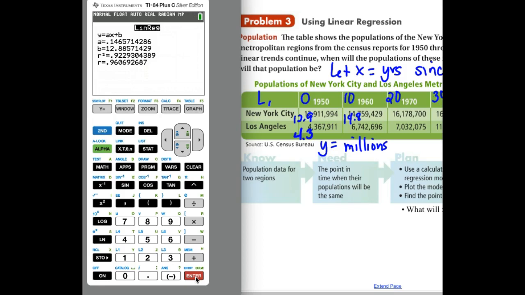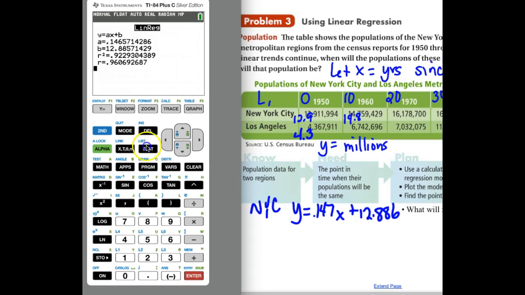All right. So for New York City, we have the equation y equals 0.147x plus 12.886. Now notice the R value, it's 0.96, very strong positive correlation.